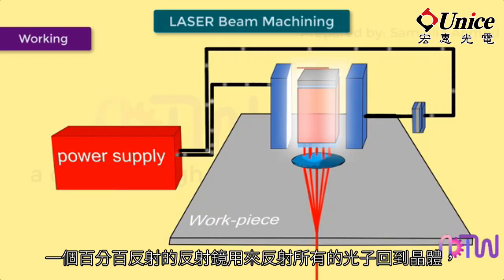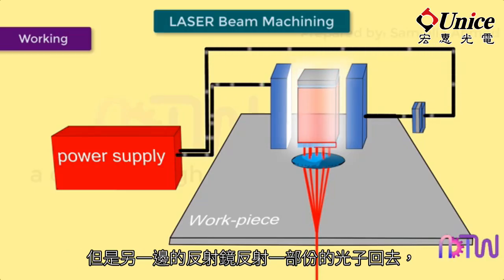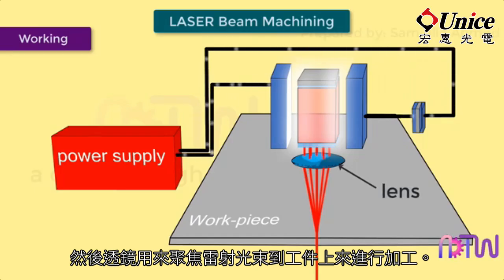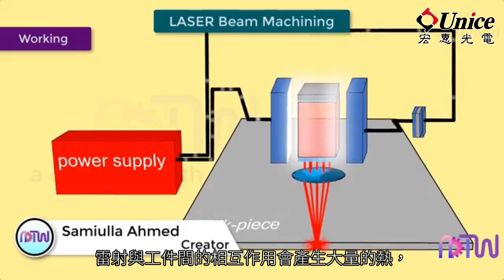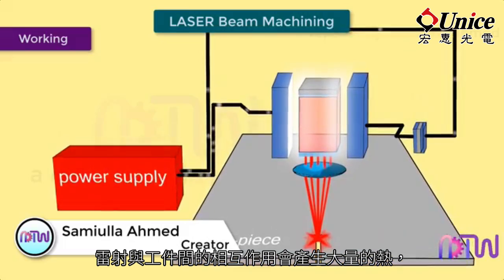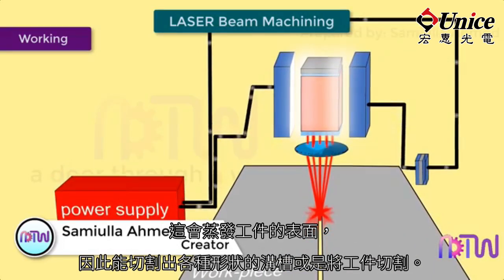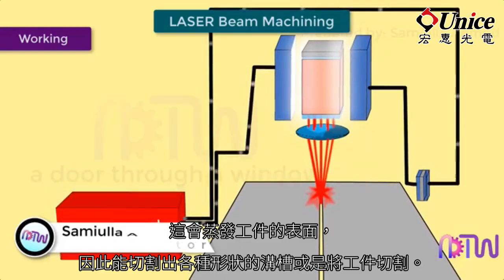A 100% reflective mirror is used to reflect all the photons back to the crystal, whereas a semi-reflective mirror reflects some of the photons back, and the photons escaping through the semi-reflective mirror form a high-energy laser beam. Then a lens is used to focus the laser beam onto the workpiece to be machined. The interaction of laser and workpiece produces a large amount of heat, thus vaporizing the surface of the workpiece, cutting grooves of various shapes or cutting the workpiece.